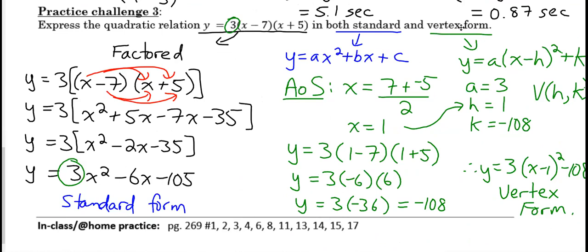And now to get it in vertex form, you need the vertex. So you'll notice the letter A is consistent in both standard and vertex form. So you have the A value given to you in the original. In the factored form, it's also the same. So your A value is 3.